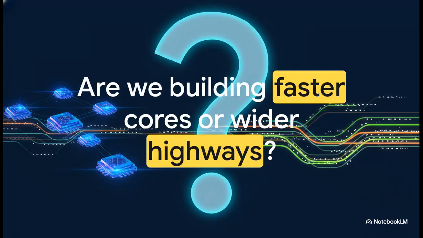Which brings us to the ultimate question we have to ask ourselves today. As AI models continue to grow exponentially, pushing well into the trillions of parameters, where will our real bottlenecks lie? Is the future of high-performance hardware actually about building faster individual processor cores? Or is the true challenge simply building faster, wider highways between them, so those cores never starve for data? It's a massive engineering puzzle that will absolutely dictate the next decade of compute.